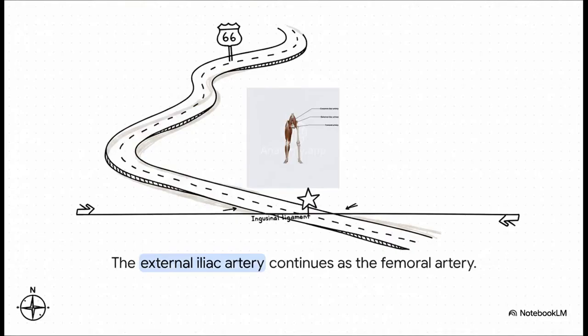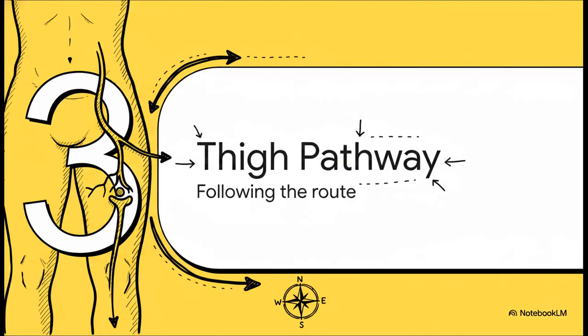Now here is a fascinating little border crossing analogy for you. That external iliac artery, it doesn't actually change physically. It doesn't magically transform its structure at all. Instead, it just changes its name to the femoral artery the exact moment it passes behind a structure called the inguinal ligament. You can think of the inguinal ligament kind of like a state line. The highway is the exact same road, but the second you cross that line into the thigh territory, the name on the map just changes. Pretty cool, right?